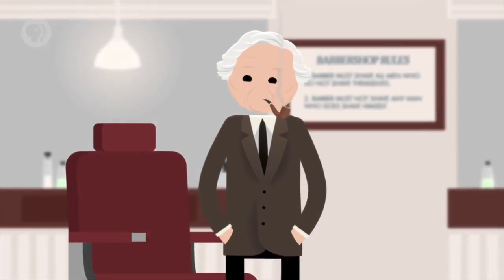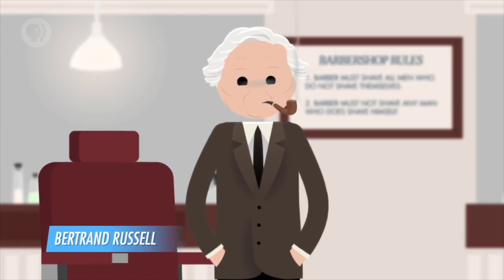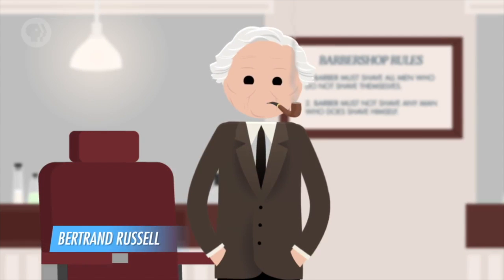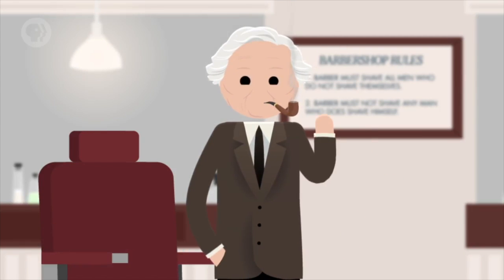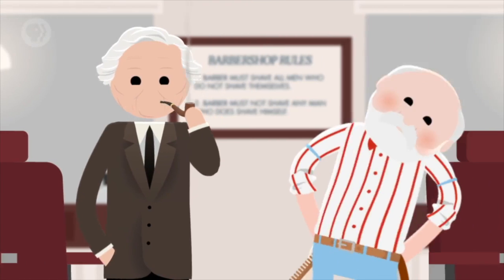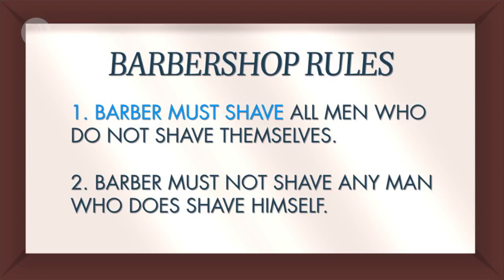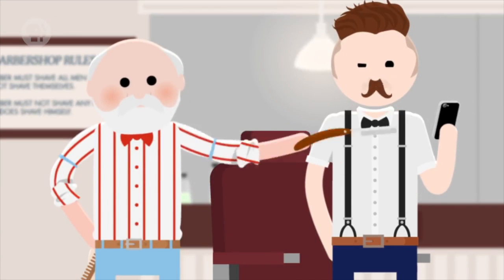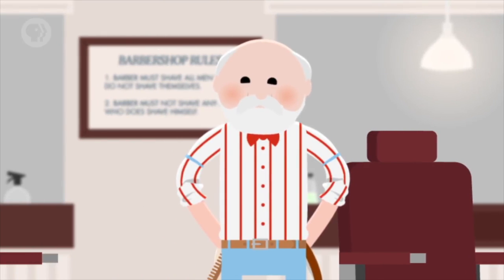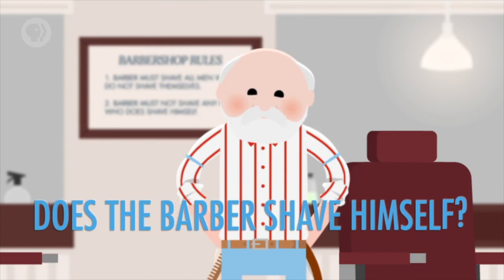And here's a doozy from 20th century British thinker Bertrand Russell, one of the pioneers of what's known as analytic philosophy. Say there's a town in which all men are required by law to be clean-shaven. This town has only one barber, a man who must follow strict rules. Rule number one, he must shave all men who do not shave themselves. Rule number two, he must not shave any man who does shave himself. It's the nightmare of every libertarian and every mustachioed hipster, but here's the question. Does the barber shave himself?